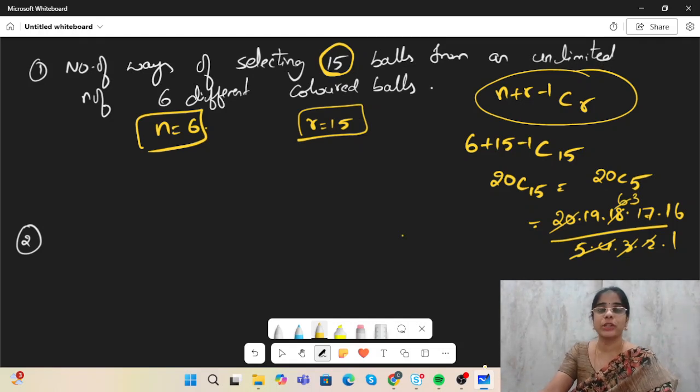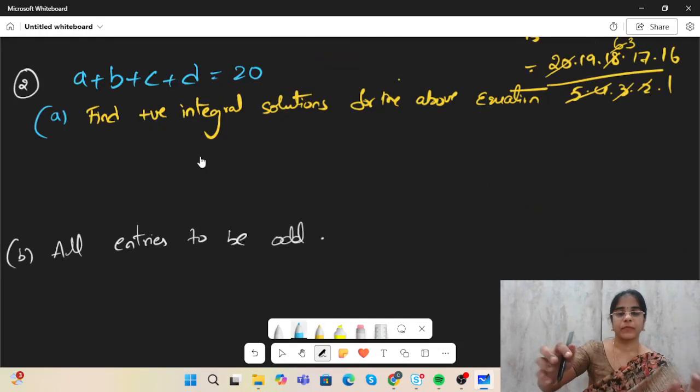So this is the number of ways of selecting 15 balls from an unlimited number of balls. 6 different colored balls are given to you. So your N is 6, R is 15. Just apply your multinomial theorem: N plus R minus 1 C R, right? Now going for the next question.